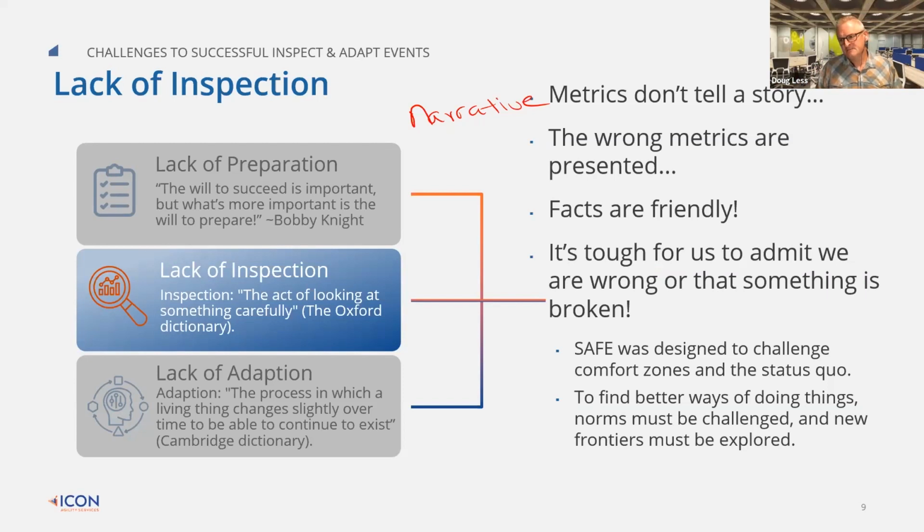And with lack of inspection, yeah, it's always tough for us to admit we're wrong, right? We're humans. We have this thing called pride. It's hard to admit when we're broken, when a process is broken, right? You know, we've always done it this way. Well, that's not always going to be what works. And so SAFe was designed to challenge these comfort zones, challenge the status quo, and that requires heartfelt inspection, really looking at things, taking emotional intelligence and adaptive intelligence and applying these things to find better ways of doing things. So we have to constantly challenge that.